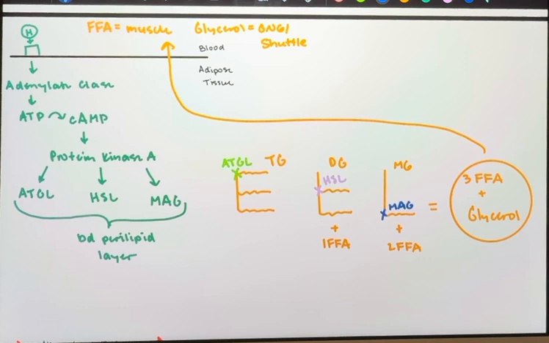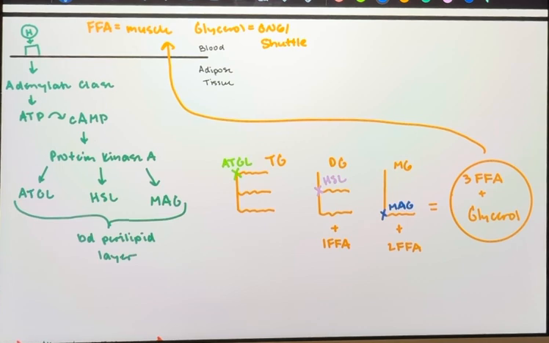And so with mobilization, what happens is we have a hormone in the blood that binds to its receptor. This signal is sent to activate adenylate cyclase in the adipose tissue, which goes on to tell ATP to convert to cyclic AMP, activates protein kinase A, and further goes to activate ATGL, HSL, and MAG. And these 3 work together to break down the perilipin layer, which is a protective layer around the triglyceride.